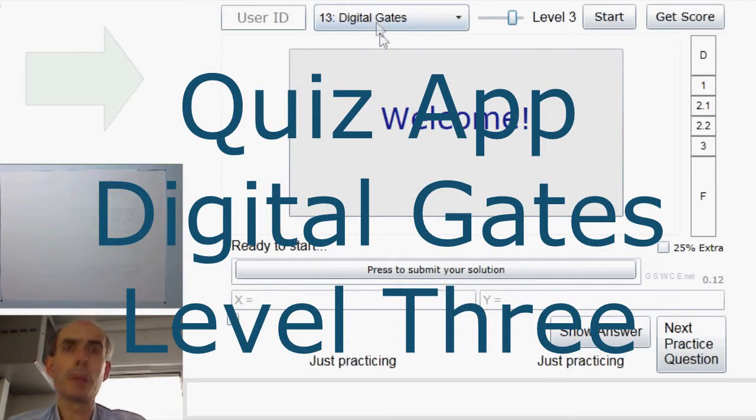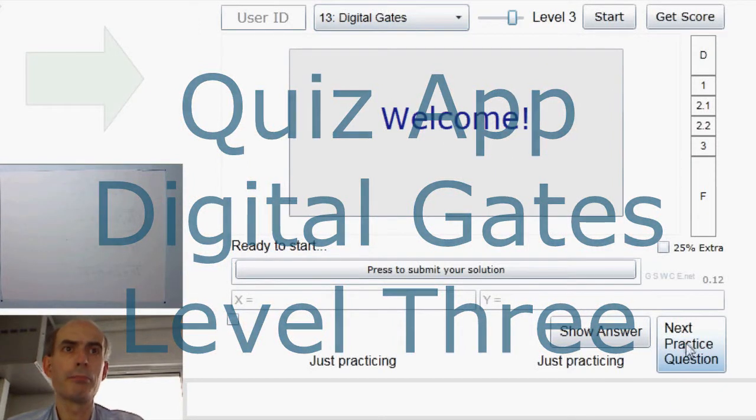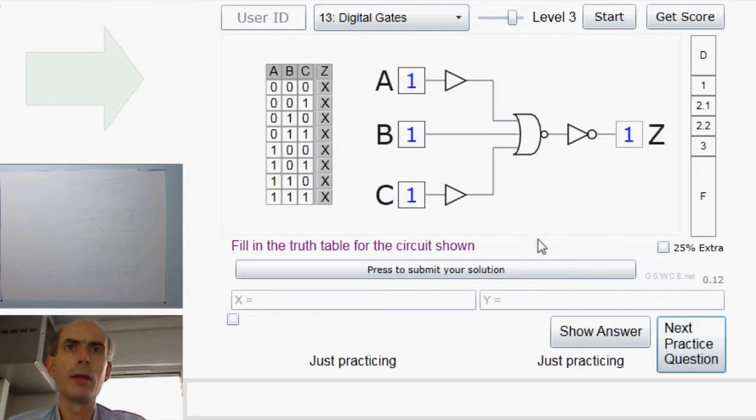Hello, and this time digital gates level 3, the harder ones. Fill in the truth table for this circuit. Well, this is a NOR gate followed by an inverter. And a NOR gate followed by an inverter is just an OR gate. And an OR gate gives you a 1 when any of its inputs are 1s.